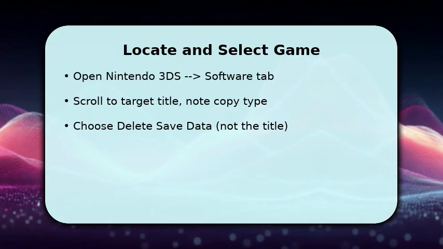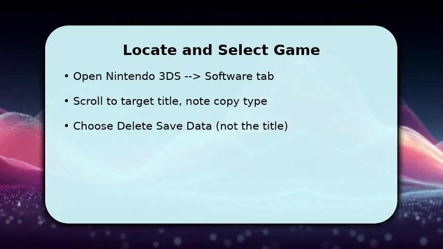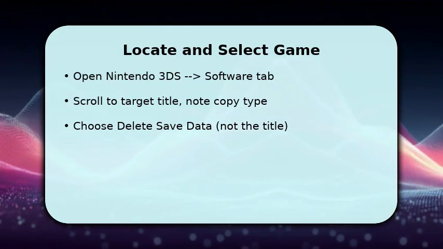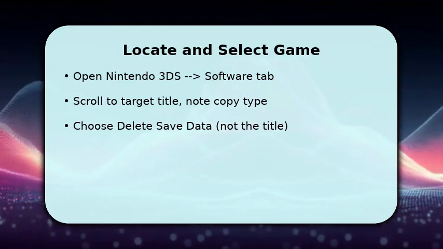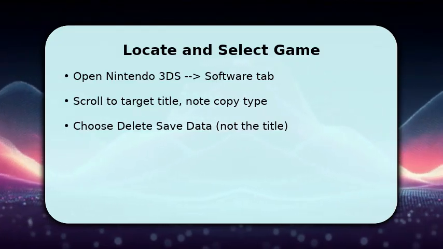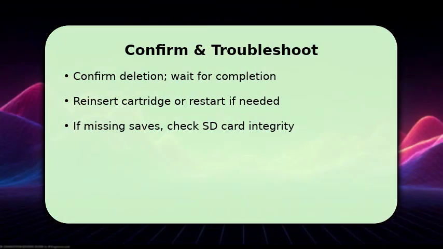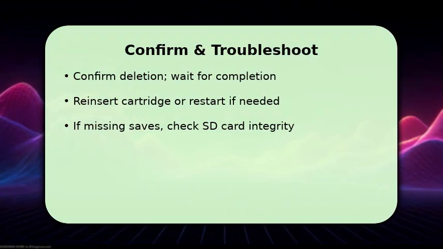Confirm the selection when prompted. That confirmation is deliberate to prevent accidental loss. After confirmation, the system will remove the save and return you to the list. You finalize the process by confirming deletion and waiting until the system reports completion.